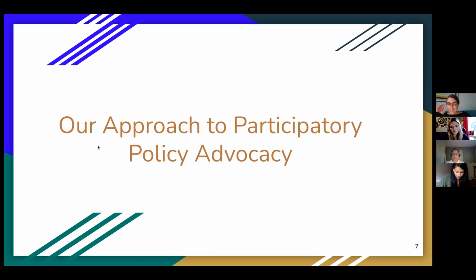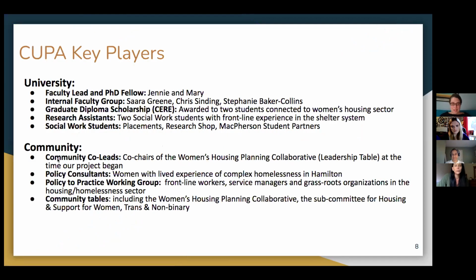So that's the context, a fairly quick overview of a complex context for our project. Now we want to talk about our approach to participatory policy advocacy through the Community University Policy Alliance. So if we can go to the next slide.